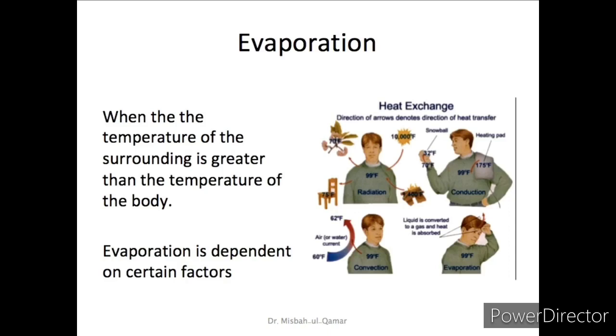Now, this process of evaporation of sweat from the skin is dependent on certain factors, and these factors are the ambient conditions and the convection currents around the body. Even the amount of skin surface exposed to the environment is also a factor on which the rate of sweating is dependent. And the ambient conditions include the air temperature and the relative humidity.